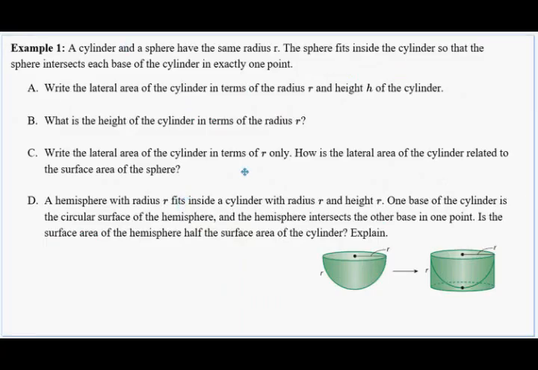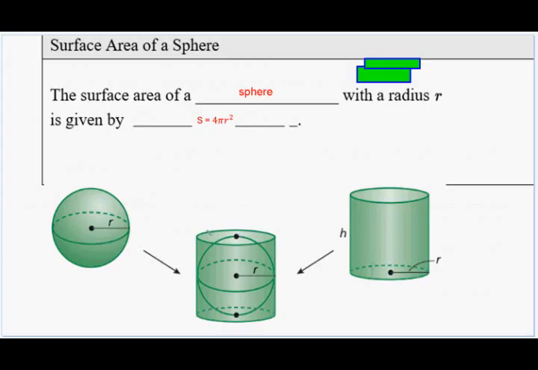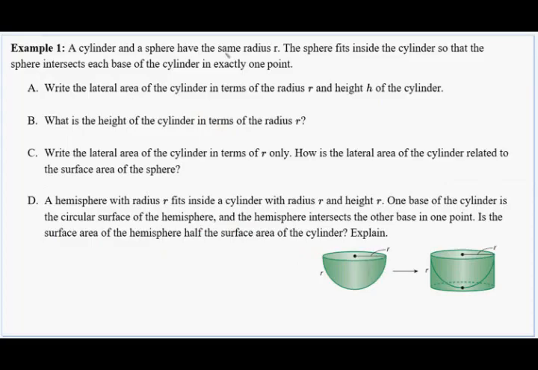And in example 1, it says a cylinder and a sphere have the same radius r. The sphere fits inside the cylinder, so the sphere intersects each base of the cylinder at one point. So here's the top of our Pringles can, and our sphere touches at this one black dot point. Same thing at the bottom. Here's the bottom of our cylinder, and the sphere touches it at one point.